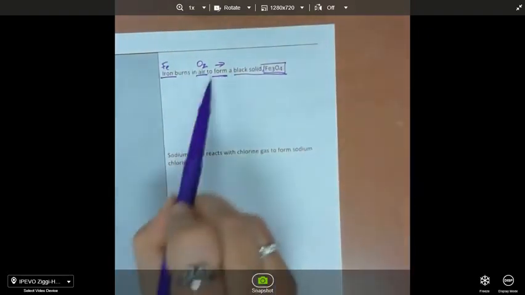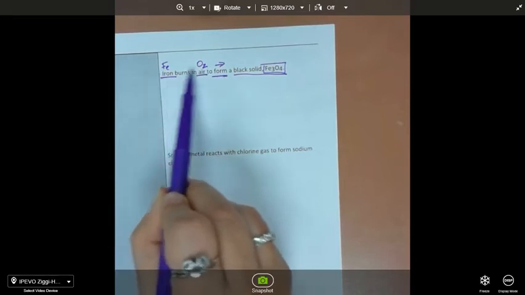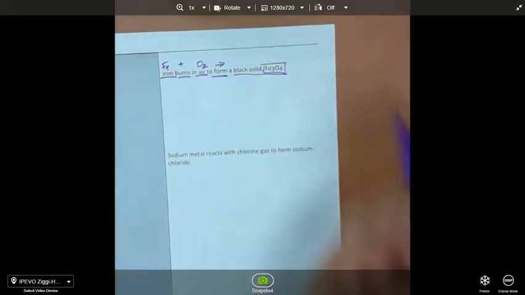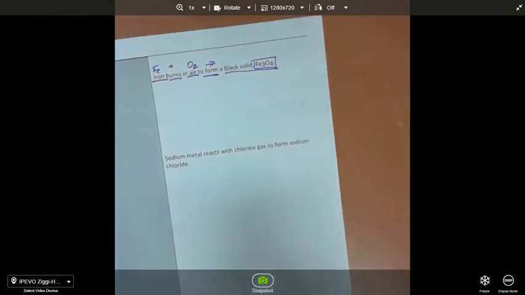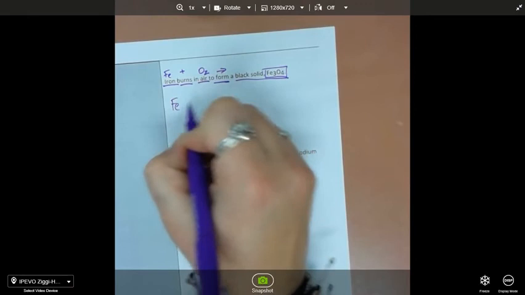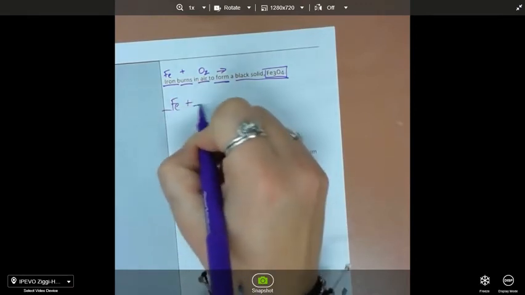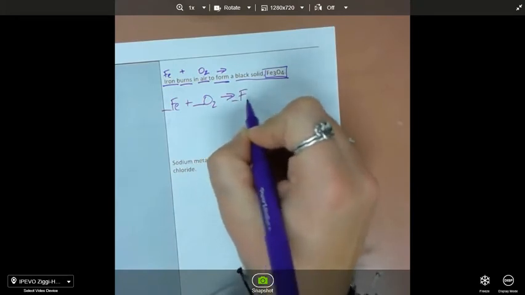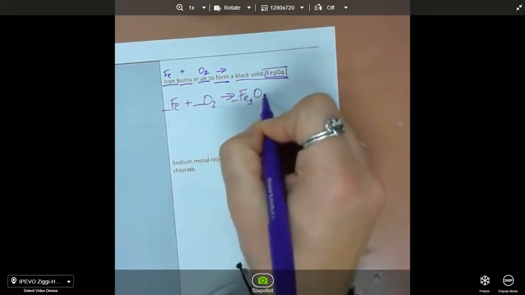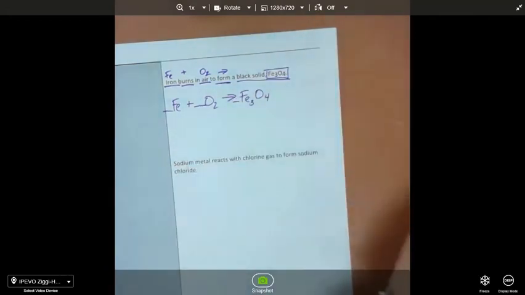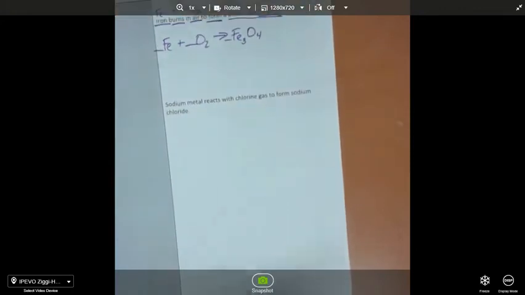What do you think our reactants are? Fe and O2. So what should go in between these two? Well, the burns in actually stands for a plus sign. So when I write out this reaction, it ends up being Fe plus O2 arrow. This is already given to you, Fe3O4. Okay, then you would make your list, you would balance, move on, figure out your coefficients, your ratios. There you go. All right, last one.